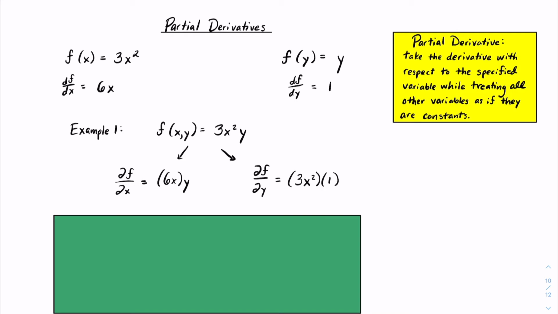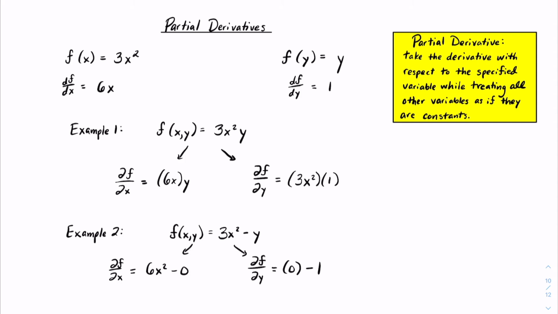Let's see another example. Suppose, for example, now we have a function f of x, y equals 3x squared minus y. Again, my partial derivative with respect to x is just going to be 6x minus 0, because the derivative of this term with respect to x is just 6x, and the derivative of this term with respect to x is just 0. The partial derivative of this function now with respect to y is 0, because there's no y's here, minus 1, because that's the derivative of y with respect to y.